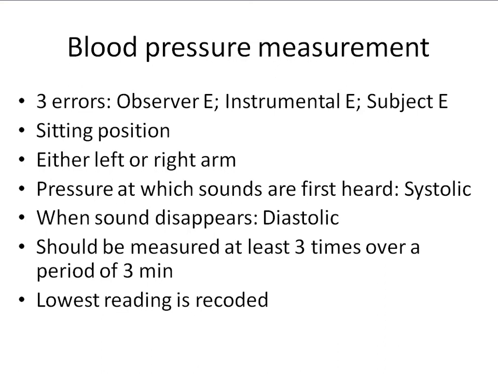Some people take the diastolic at the muffling, that is, when the sounds decrease in intensity, but most of them take it when the sounds disappear. Ideally, it must be measured at least 3 times over a period of at least 3 minutes, and the average of the 3 recordings must be taken. The blood pressure must not be recorded immediately when the patient arrives. The patient must be made to sit a minimum of 15 minutes in your clinic, and then you take the blood pressure. This would be the ideal method of blood pressure measurement.